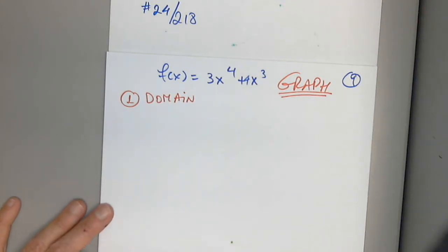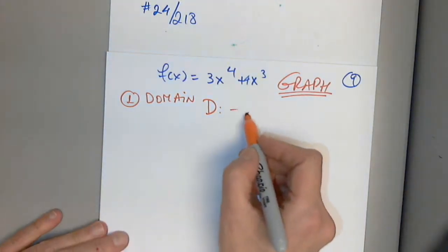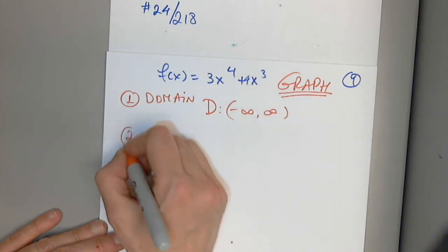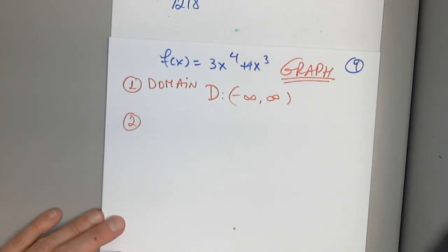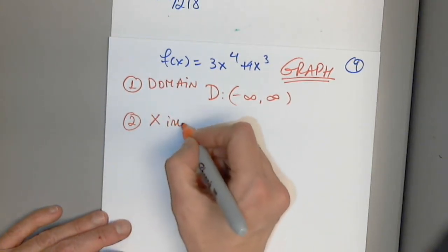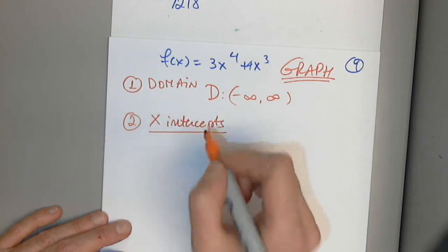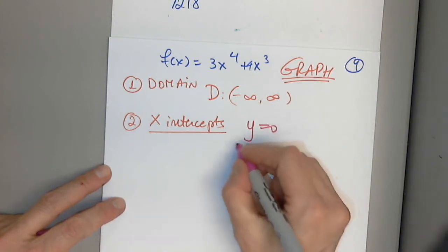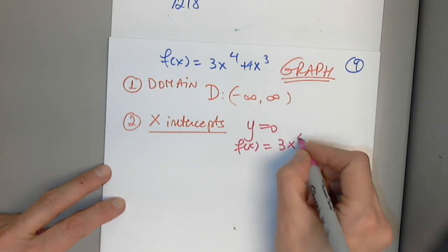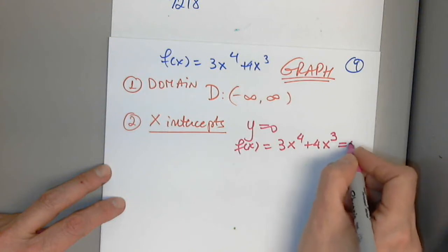Domain. And you can say, you just said it, it's a polynomial function, it has to be defined everywhere. Good, it is. Number 2, x-intercepts. How do I find the x-intercepts for any function, including this one? You said f of x equals 0. Excellent. Y equals 0 or f of x equals 0. 3x to the fourth plus 4x to the third equals 0. Very good.